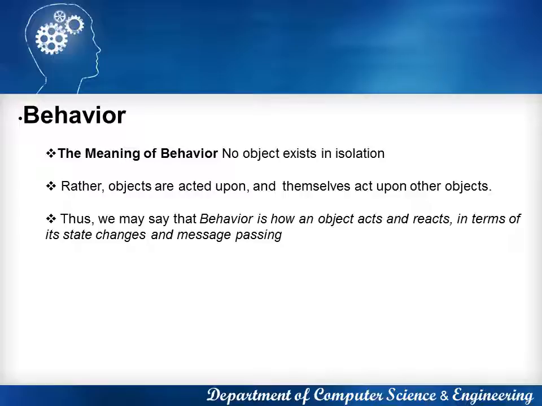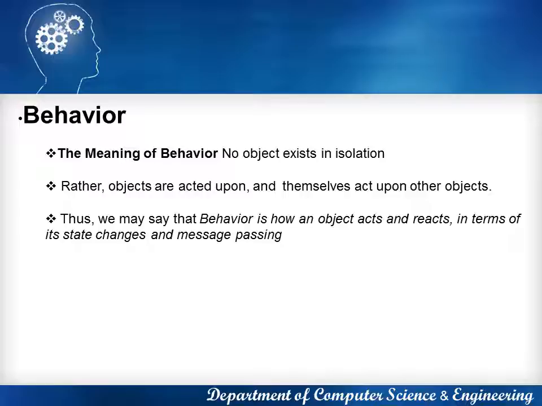Next, behavior of an object. No object exists in isolation. Rather, objects are acted upon and themselves act upon other objects. Behavior is how an object acts and reacts in terms of its state change and message passing. In other words, the behavior of an object represents its outwardly visible and testable activity. The state of an object represents the cumulative results of its behavior.